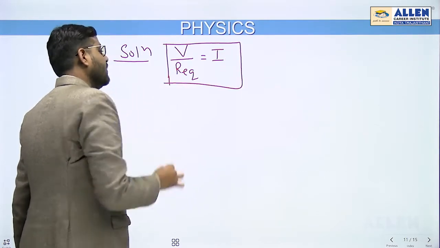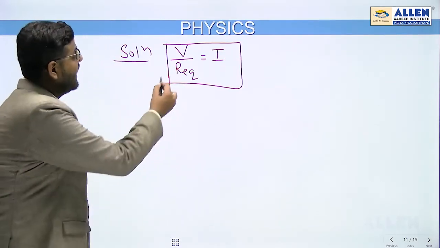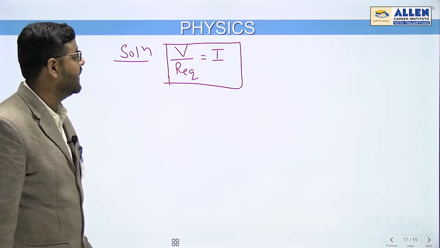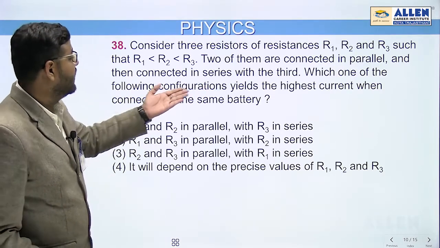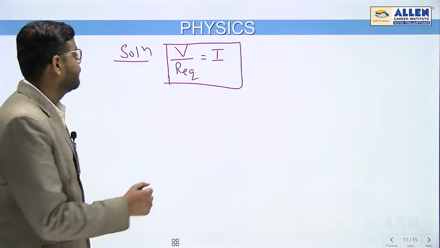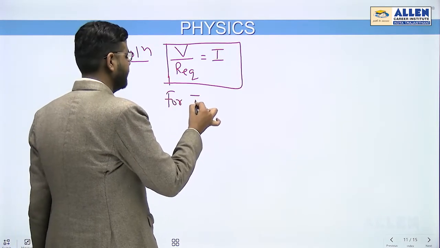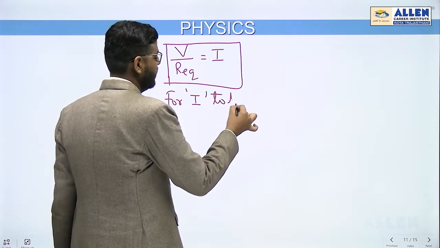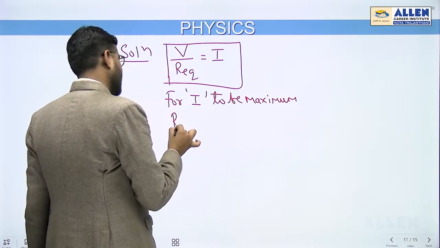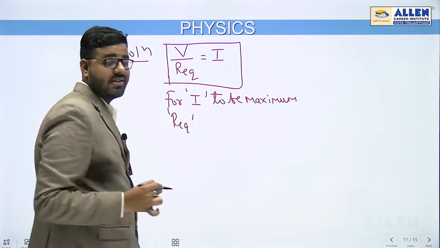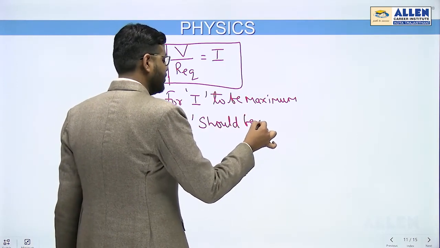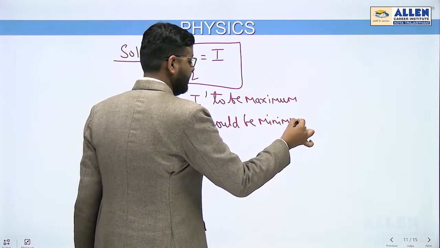Now we know that for I to be maximum, the R equivalent should be minimum if the configurations are connected with the same battery. So here we have to find which of the following configurations yields the highest current when connected to the same battery. So for I to be maximum, R equivalent, that is the equivalent resistance in the circuit, should be least, or you can say should be minimum.